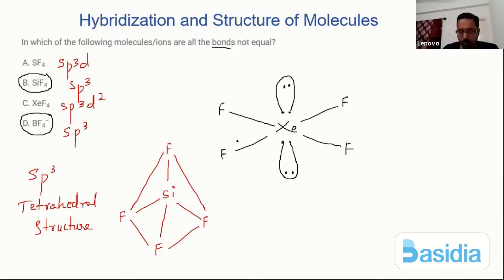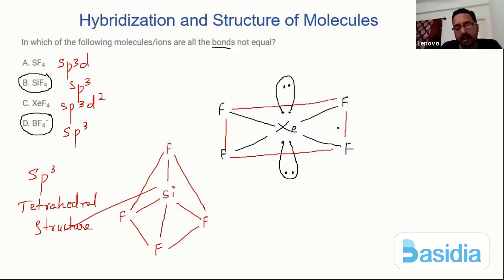So what will be the overall geometry here? Including the electrons, I'm telling you, including the electrons, the overall geometry is octahedral. But when you consider just the atoms, not the electrons also, the overall structure is what here?